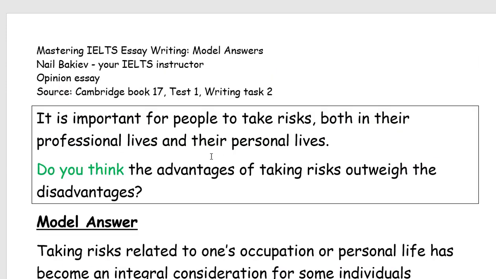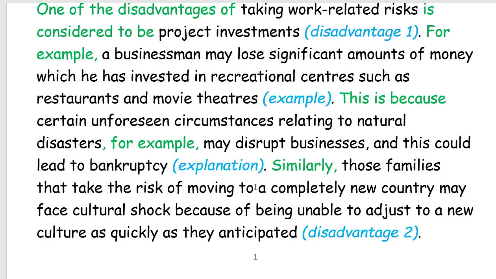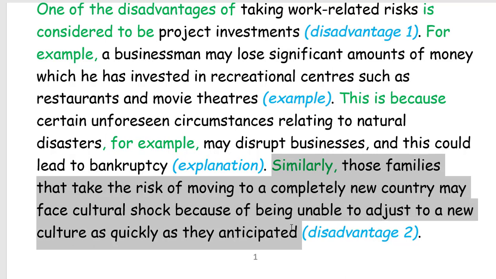Why? Because if you look at the question here, it says it's important for people to take risks both in the personal and in the professional lives, and we have just analyzed business investments, and now we're talking about personal lives. Therefore I've used the word similarly, which means in a similar situation. So when you're talking about the second disadvantage here, you can use this phrase similarly.